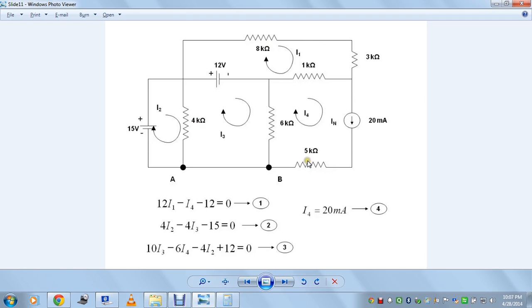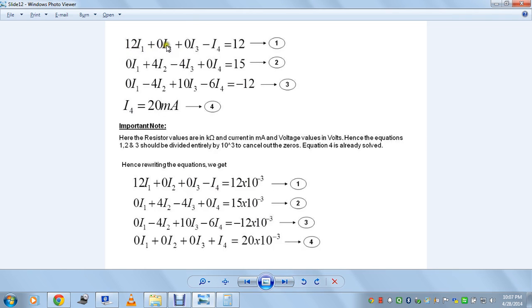You have to note one thing here: whenever you have a circuit with resistance values, have a common unit system for the entire circuit so that you don't confuse. Here the entire circuit has resistance values indicated in kilo ohms. So for all the mesh equations, for all the coefficients of the currents, we have the resistance values mentioned in kilo ohms. So when you have 12 plus 0 minus 1 kilo ohms is equal to 12, that means you actually have 12 kilo ohms, and here you actually have 1 kilo ohms.